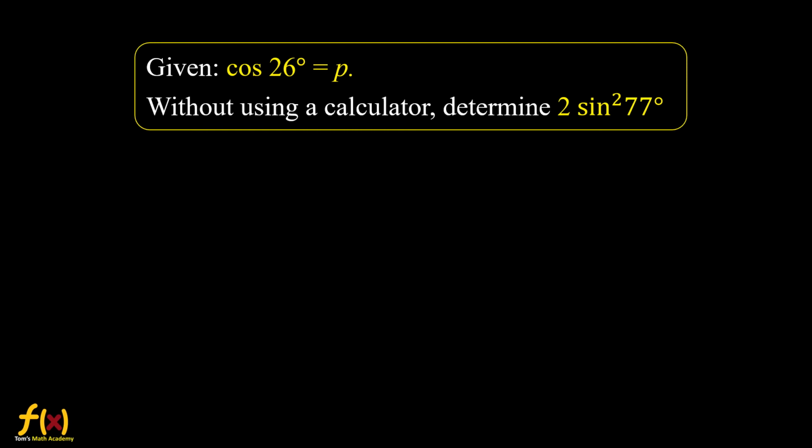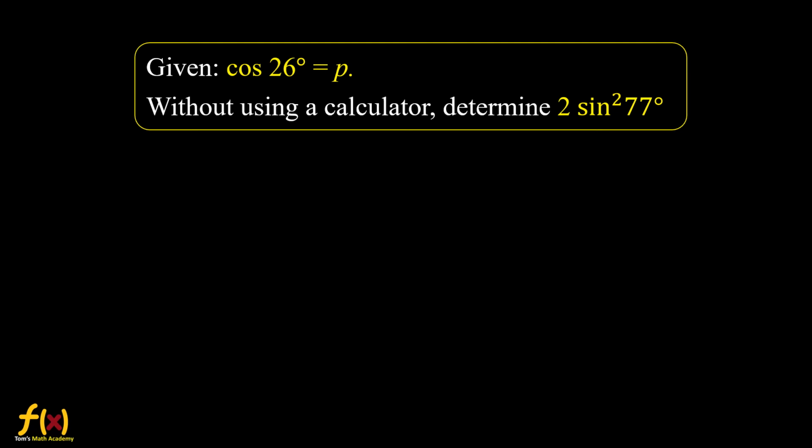Given cos 26 equal to P, without using a calculator, determine 2 sin square 77 degrees. So, what do we do? These are the matric questions, an application of the double angle formula. We have 26, we have 77. So how do we manage these numbers? We have to change into 26. Okay, what do we do? 77. Let us think like that.